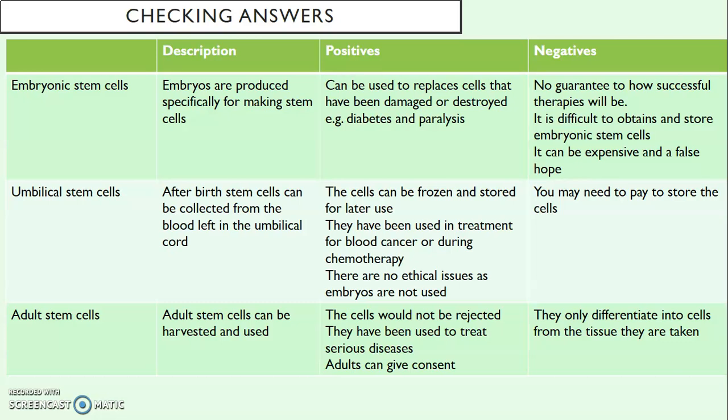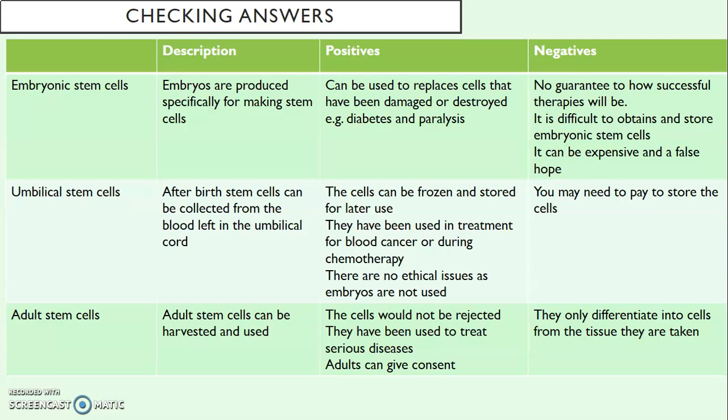Then finally, the adult stem cells. So adult stem cells can be harvested and used. These cells would not be rejected, and they have been used to treat serious diseases. And the final positive is that adults can give consent. They will know what they're signing up to. The big negative with your adult stem cells is that they only differentiate into cells from the tissue that they are taken from. So it is much more limited what they can actually be used to treat.